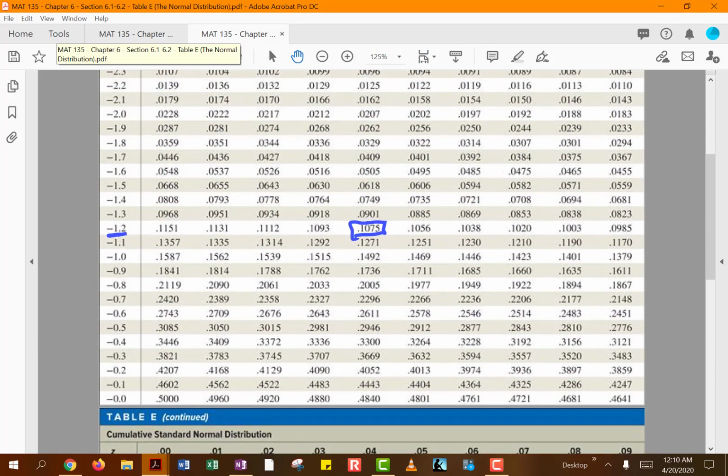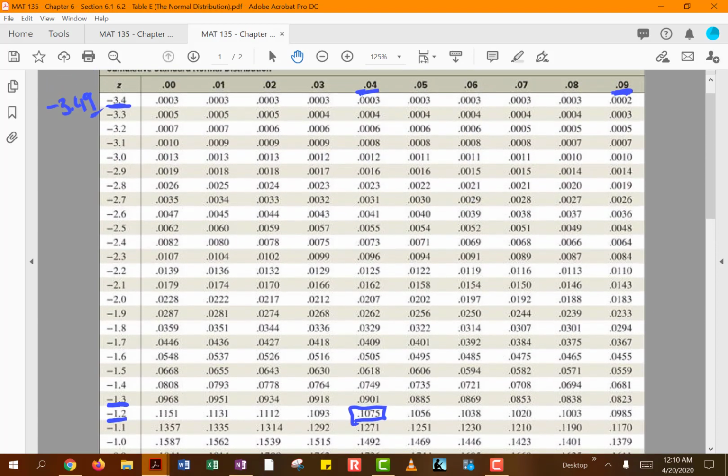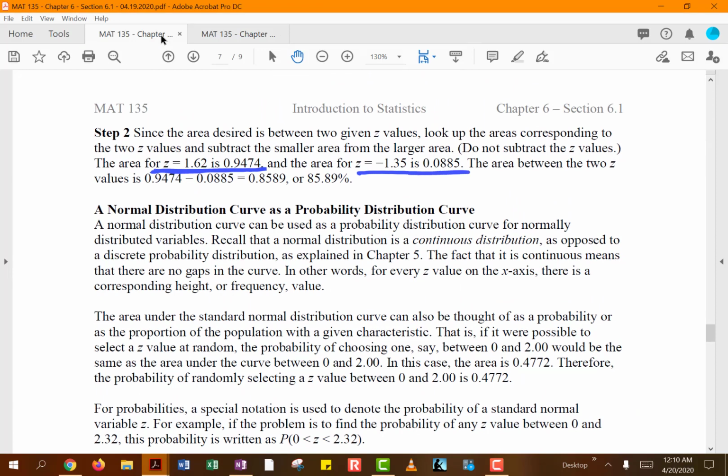Negative 1.3 and 0.05. So let's see where these two are meeting. And looks like it's going to be at 0.0885, right? So what you have to remember is you are not subtracting the z values. You are finding the area for each of these z values, and then you are subtracting that area.